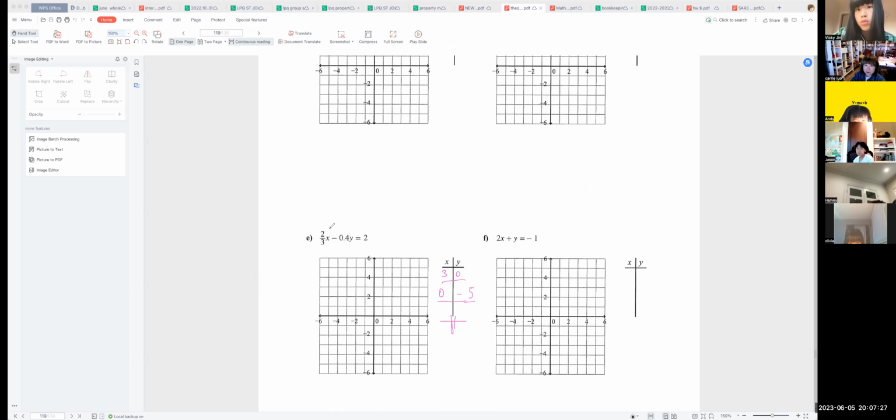Maybe you can do x equals 3. No, wait, 3 already. No, -3, or maybe 6. Yeah. So it's 4 minus 0.4y equals 2. So 0.4y equals 2. So y equals 5. Wait. Get it? Oh, yeah.